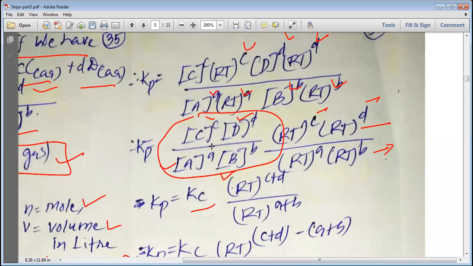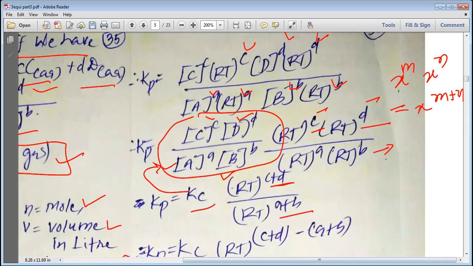So Kc is equal to this expression: concentration of C to the power c, concentration of D to the power d, divided by concentration of A to the power a and concentration of B to the power b. Now we know that if we have x to the power m and x to the power n, then we can write x to the power m plus n. So here we can write RT to the power c and RT to the power d, that is RT to the power c plus d. In the same way, in the denominator RT to the power a plus b.